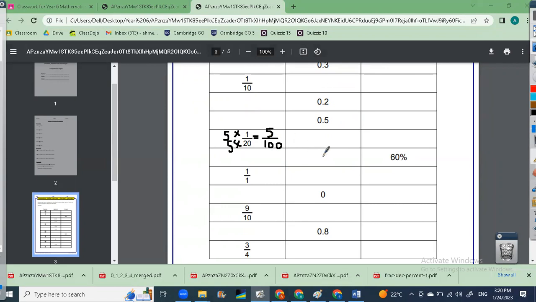Oh, now we understood, this is a piece of cake. 5 over 100 is actually 5 hundredths, which is 0.05. 5 in the hundredths place, or 5%. So it is 5 in the hundredths place or 5%.